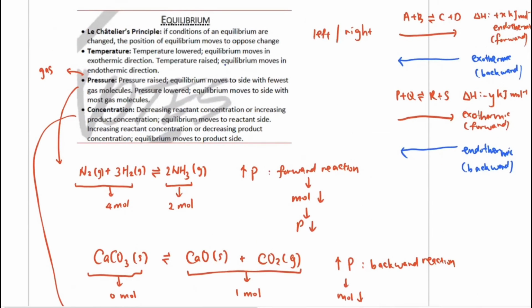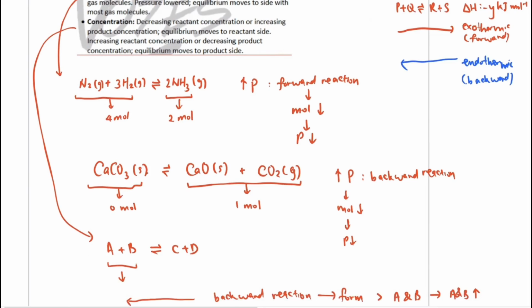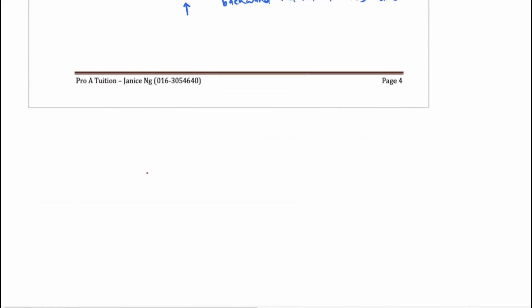So the conclusion is, no matter which factor we are talking about, you must use common sense, which is to oppose change. If temperature increases, try to make temperature drop. If pressure increases, try to make pressure drop. If concentration of reactant increases, try to make concentration of reactant drop. So oppose the change. And then the common sense should build up afterwards. Okay, so then finish. Okay.